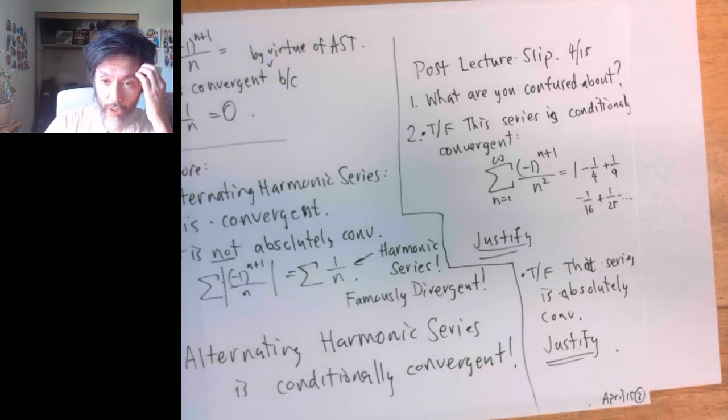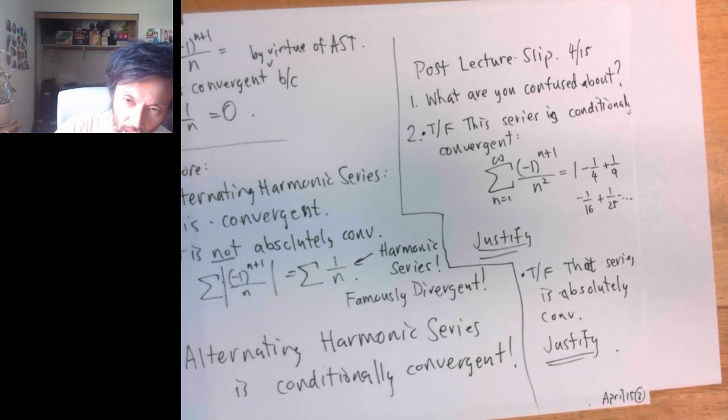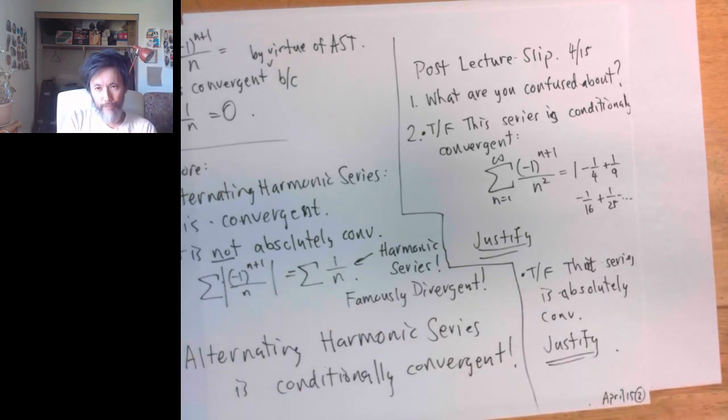This series is like an alternating p-series, right? You can see the terms are 1 minus 1/4 plus 1/9 minus 1/16 plus 1/25, etc. That's an alternating p-series with p equal to 2. The question is whether or not it's absolutely convergent, conditionally convergent, divergent, or what. So I just want to tell you what the answer is. The answer is that it is absolutely convergent.